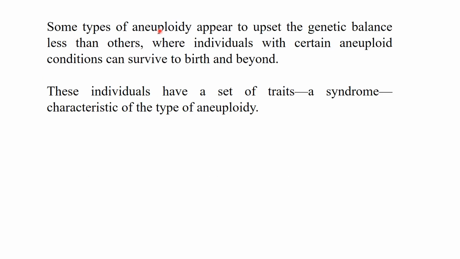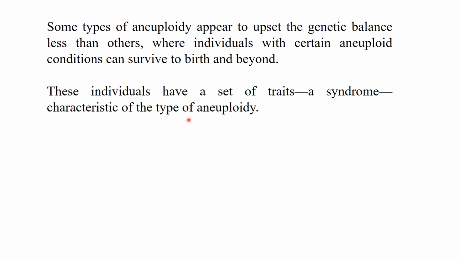Some types of aneuploidy appear to upset the genetic balance less than others. कुछ aneuploidy जिसमें क्रोमोसोम का नंबर चेंज होगा वो जेनेटिक बैलेंस को डिविएट करेगा. Where individuals with certain aneuploid conditions can survive to birth and beyond, जिसमें क्रोमोसोम का नंबर चेंज होगा वो ऑर्गेनिजम्स सर्वाइव तो करेंगे लेकिन with defects, with abnormality. These individuals have a set of traits, a syndrome, characteristic of the type of aneuploidy.